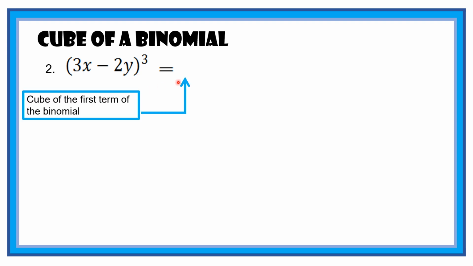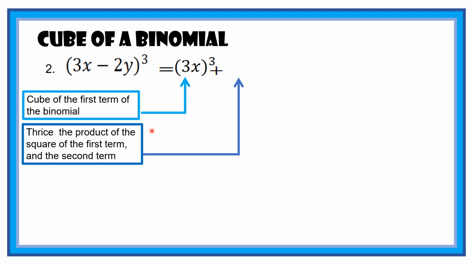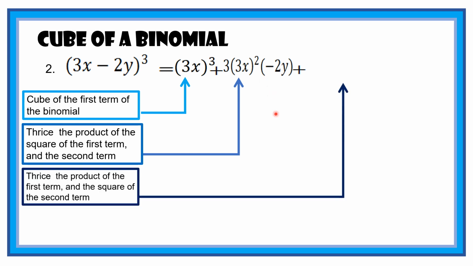First step, the cube of the first term. So yan ang cube of the first term. Next step, thrice the product of the square of the first term and the second term. So thrice the product of square natin yung first term and the second term. Next, thrice the product of the first term and the square of the second term. So we have 3 times yung first term at yung square ng second term.